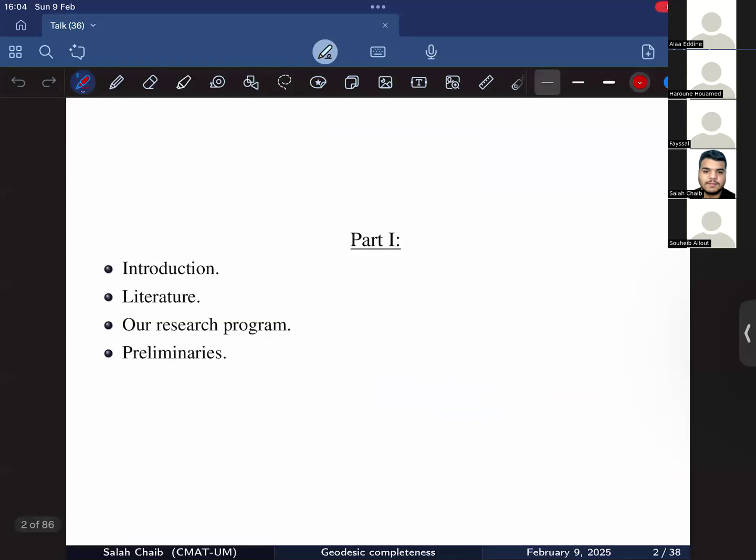In the first part of my talk, I will introduce the problem and discuss some relevant literature, introduce our research program, and give some preliminaries which will be necessary for the second part.